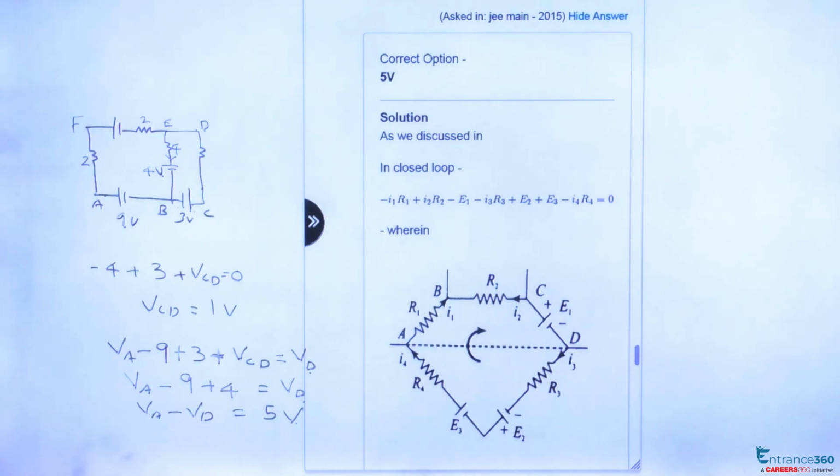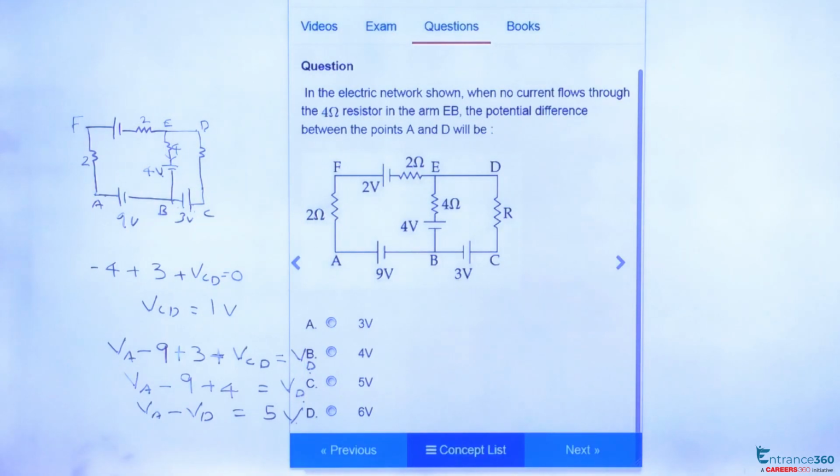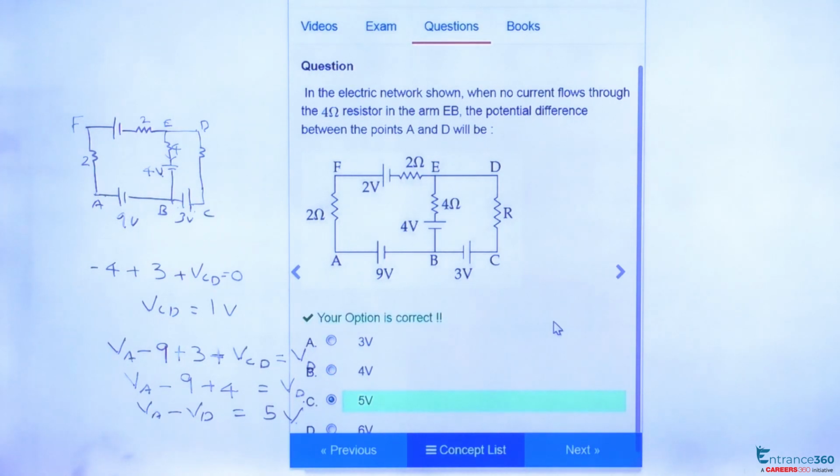So let's see our options. Option C represents the right answer. So the right answer is C.